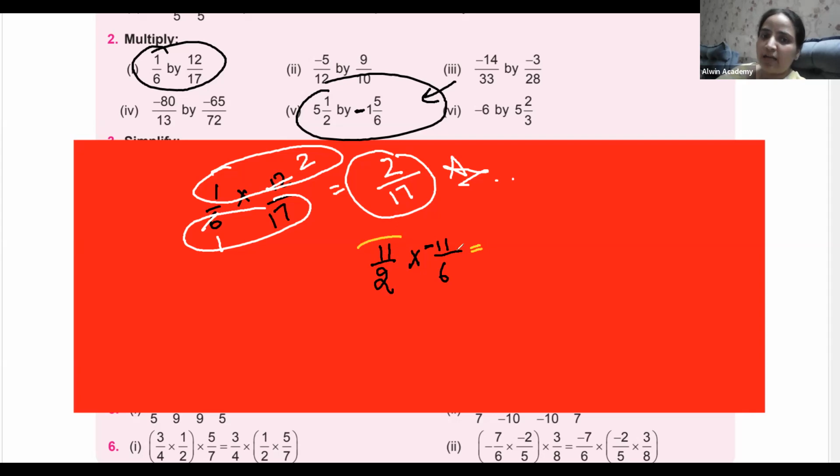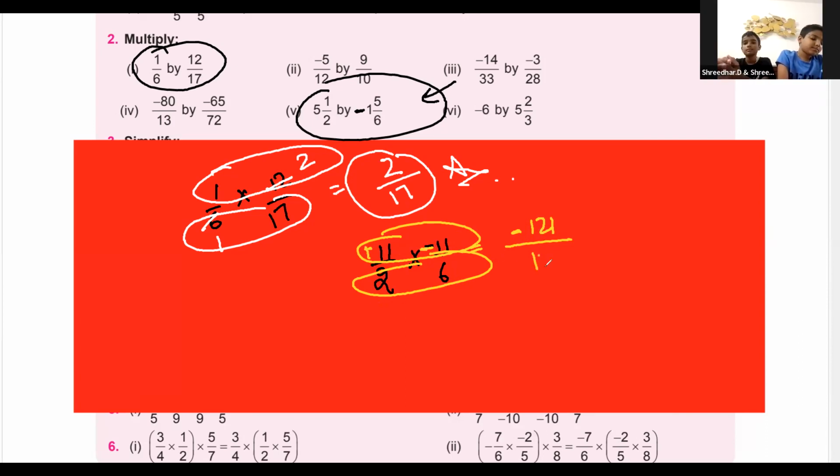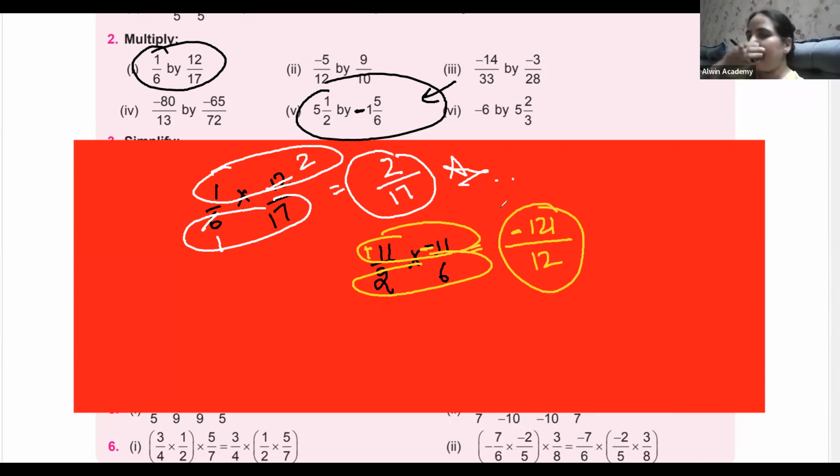So you need to only multiply the corresponding numerators and denominators. Dekho, 11 times 11 is 121. You put the negative sign there because plus times minus is minus. And 2 times 6 is 12. Getting it, beta ji, or not? Yes, ma'am. This is your final answer.